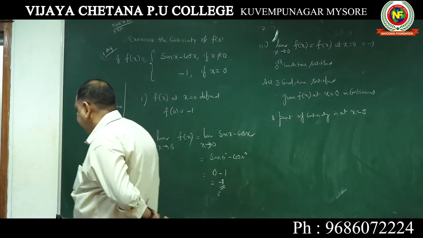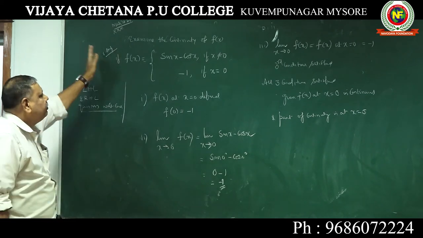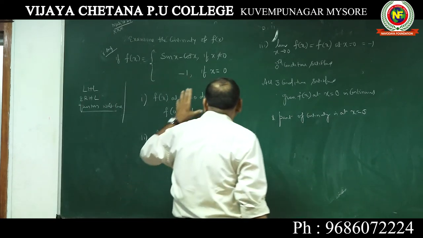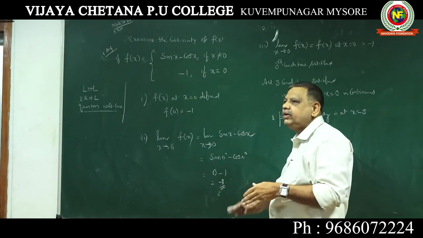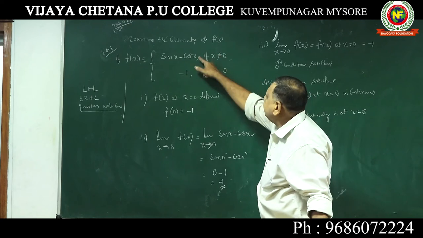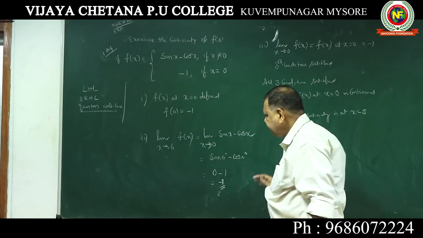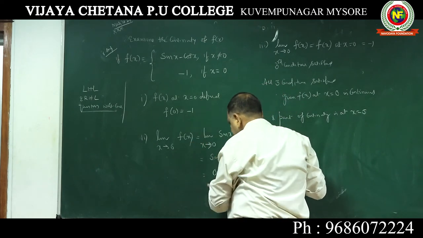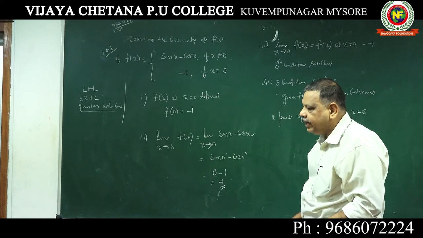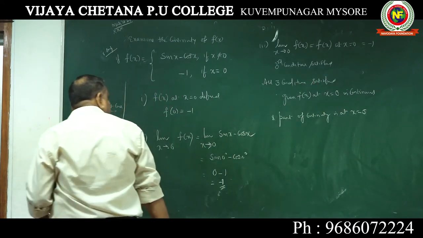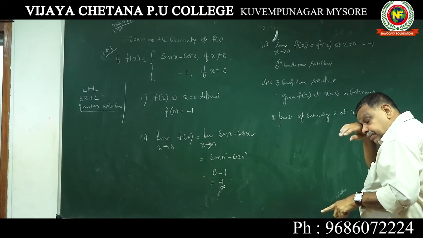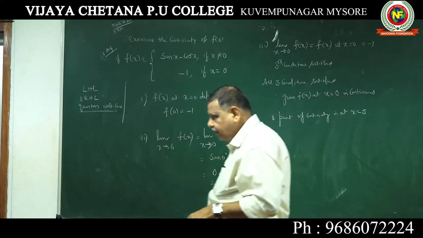Understood? This is a peculiar problem I told you. In this particular problem, you need not go for the second condition, left hand limit and right hand limit, because less than, greater than is not given. That will come only when less than, greater than is given. Straight away go for the limit as x tends to 0. Whenever not equal to 0 is given, this is the limit. The limit as x tends to 0 of f of x is sin x minus cos x, which is minus 1. Here also f of x at x equal to 0 is defined, minus 1. Since these two are the same, the third condition is satisfied. All three conditions are satisfied and the given function f of x is continuous at x equal to 0. Understood? This is a very important thing, very important question also for examination.